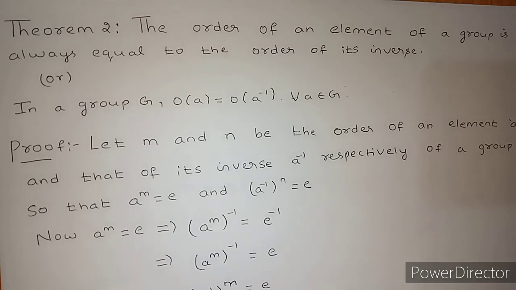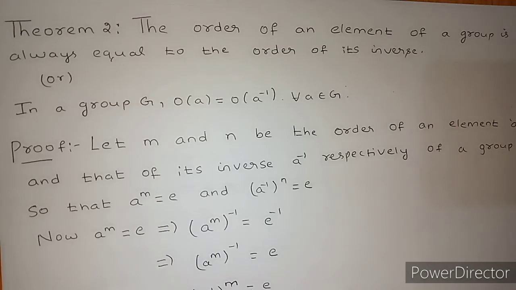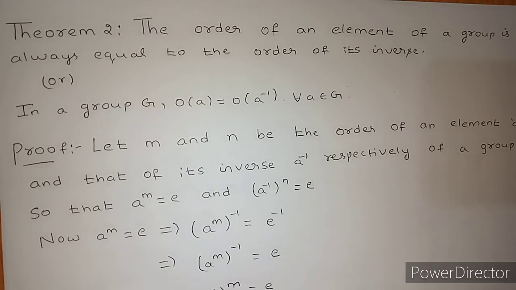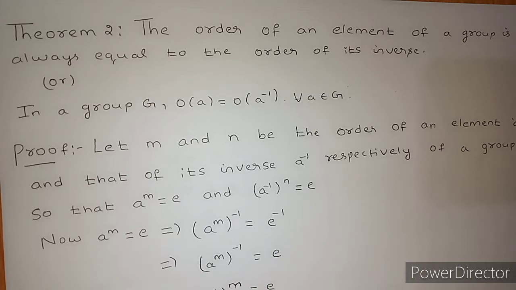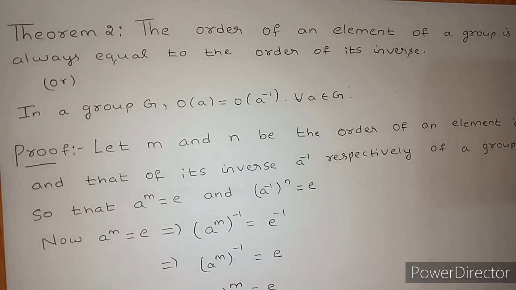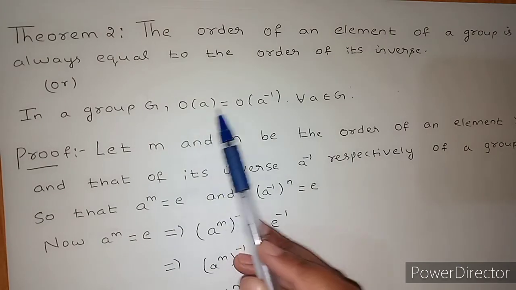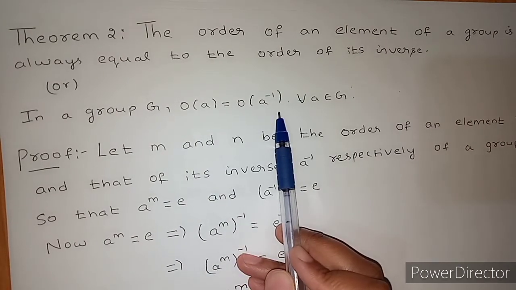Hello friends, today in this video we will discuss theorem 2 of group theory. So here is the question: the order of an element of a group is equal to the order of its inverse. Here we have to prove that order of A is equal to order of A inverse.